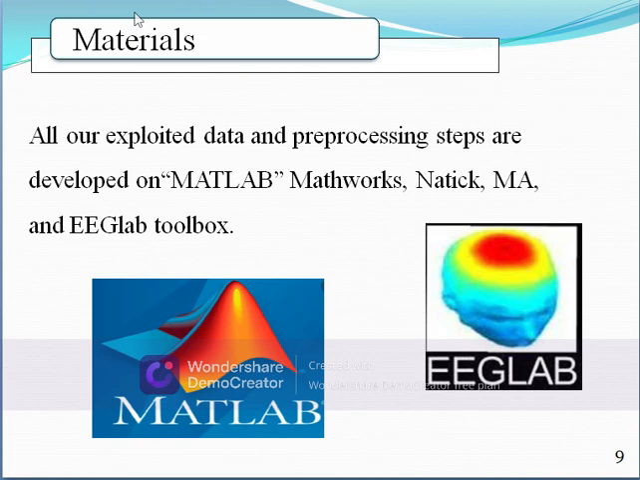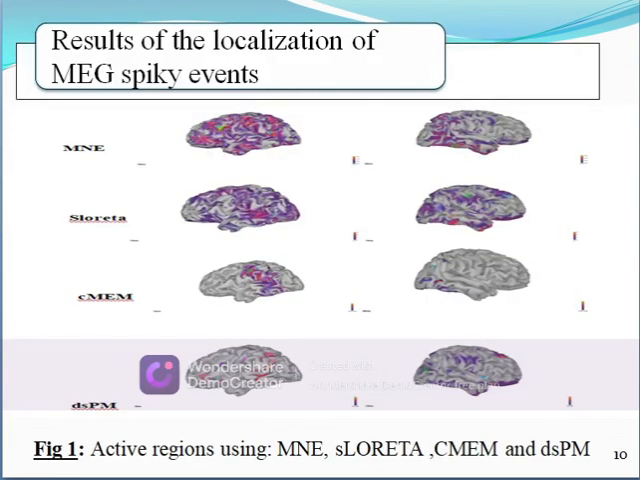Other materials: all our exploited data and preprocessing steps are developed on MATLAB MathWorks, Natick MA, and EEGLAB Toolbox. As a result of the localization of MEG spiky events, this picture shows active regions of our chosen spiky epileptic MEG data using MNE, sLORETA, cMEM, and dSPM.